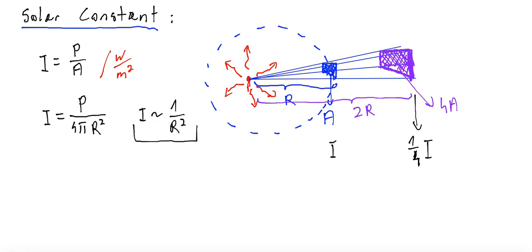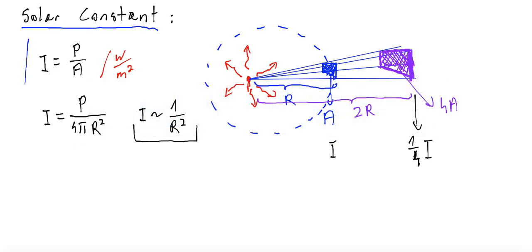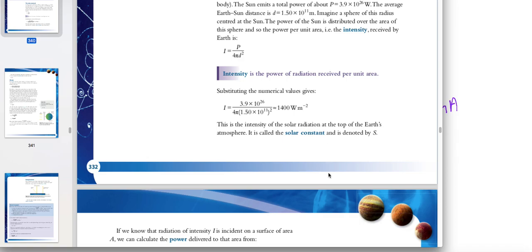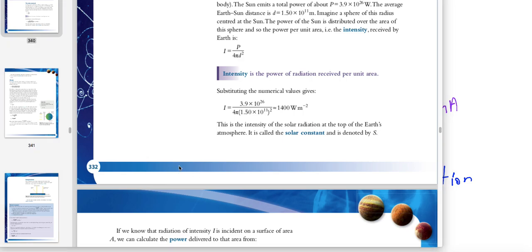So maybe write this. You have this in your Tsokos on page number 332. Okay? Intensity of solar radiation at the top of the Earth's atmosphere. So write: solar constant is intensity of, like in your Tsokos, the solar radiation at the top of the Earth's atmosphere.